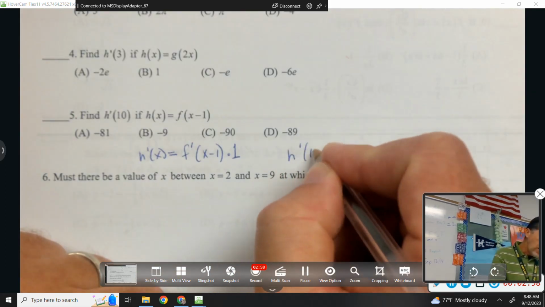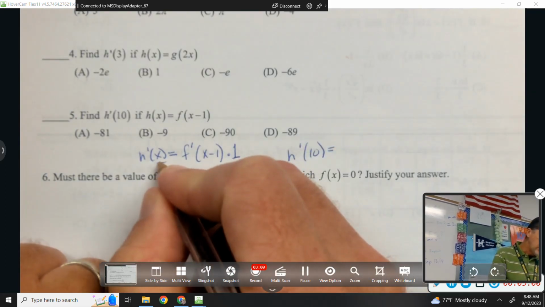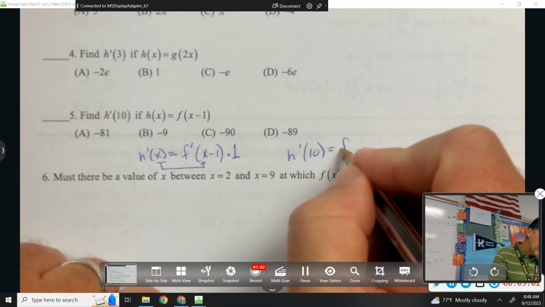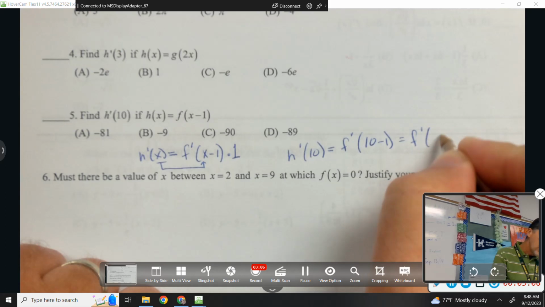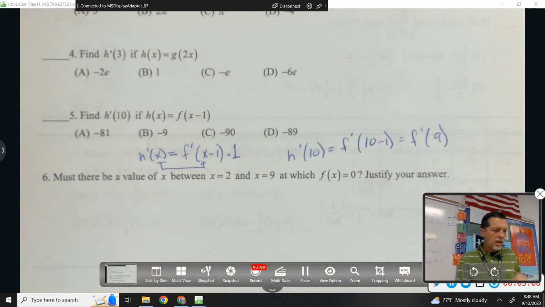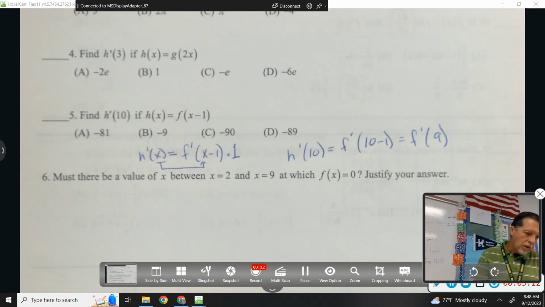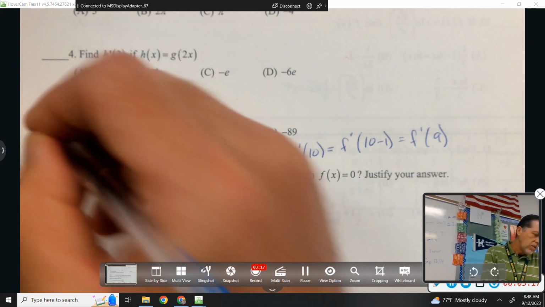So h prime at 10 means plug 10 in for x. So that's f prime of 10 minus 1. F prime at 9. So I just go look at my table. F prime at 9 is negative 9. So answer choice B.